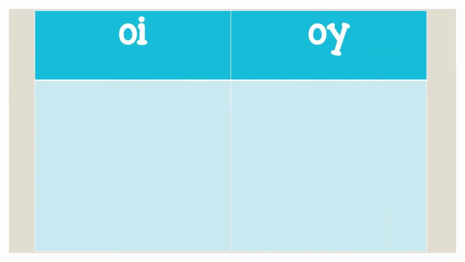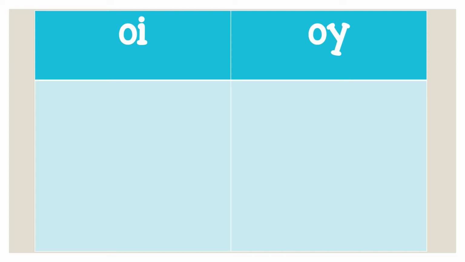Now it's time to set up your piece of paper. You're going to split your paper into two columns, two sides. One column is going to be the OI at the top, and the other column is going to be the OY at the top. This would be a good time for you, if you need to, to push pause so that you can set your paper up. Go ahead and push pause now, and then when you're ready to get started with the words, push play.